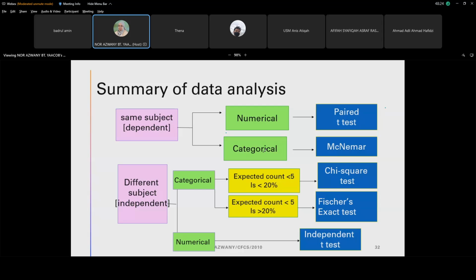If it's categorical, okay, for dependent is McNemar. For the independent subject, then you have to look into the assumption. Okay, so assumption of expected count less than 5 being less than 20% or more than 20% is making whether you want to choose chi-square or Fisher exact test.